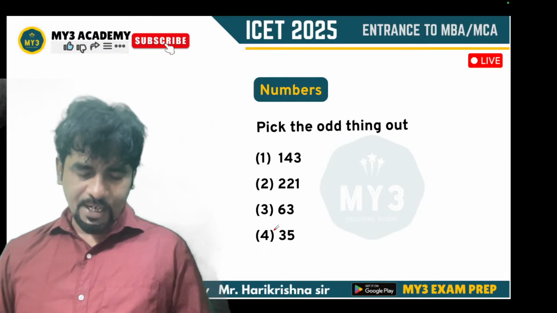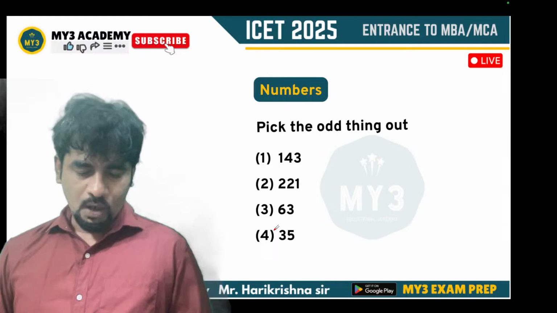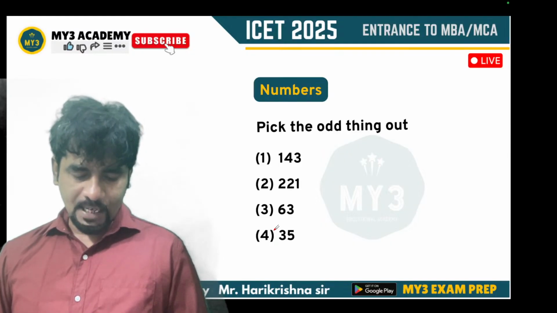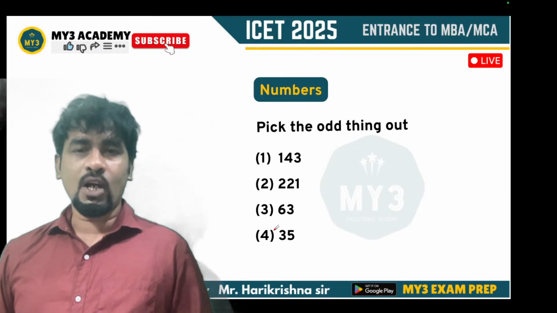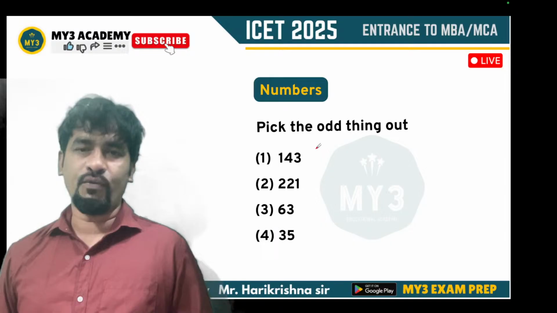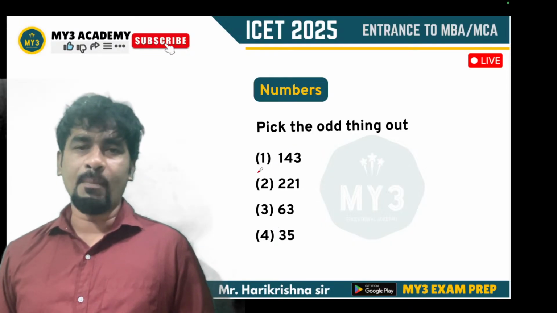Good response. Naresh is saying option 4, Shruti is saying option 2, Kaushik is saying 221, Meghana is saying 2, Pallavi is saying 2, Fatima is saying 4. Some of them are saying option 2, some of them are saying option 4. So please look at these numbers.